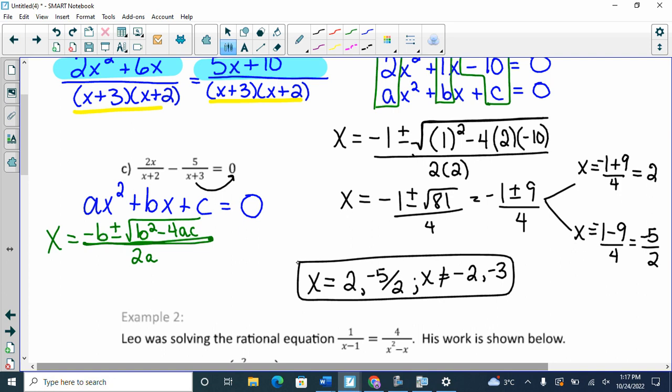Now remember, you can check every single one of your answers. All you would do is go to your original question and plug 2 in for all of my x's and see if this equals 0. Or I plug negative 5 over 2 in for all my x's and see if I get it equal to 0. And if I do, then my answers were right. So you can check your answers always. And I'll do a little more checking tomorrow. We're going to skip example 2 and go to example 3 in your notes. You can go back to your notes.